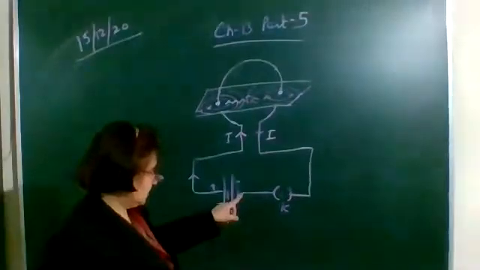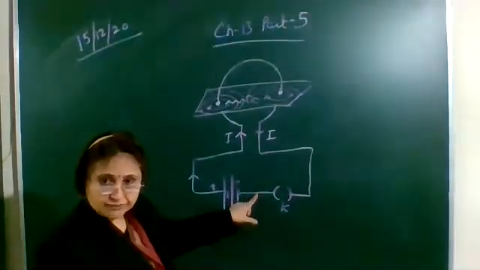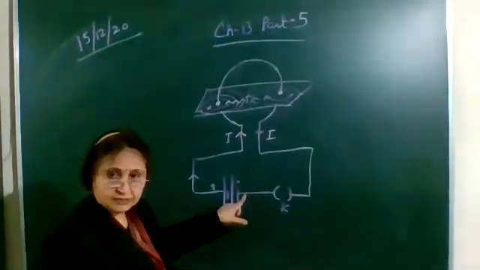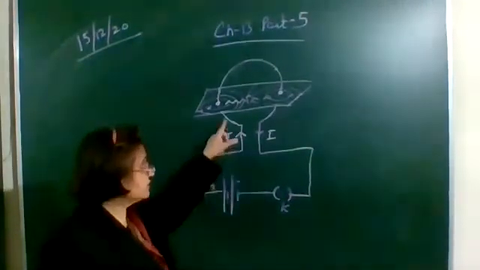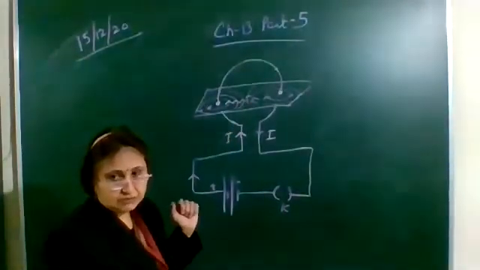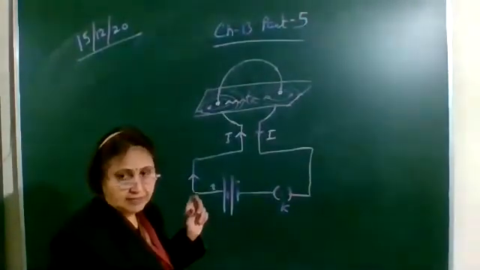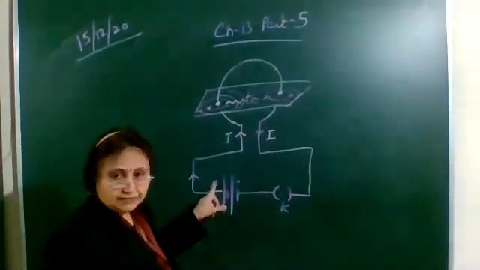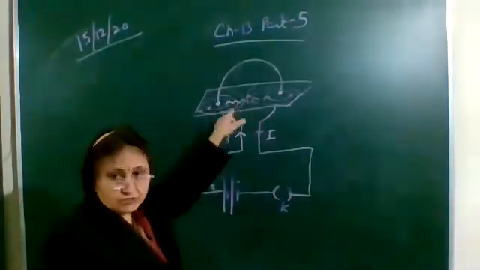If we increase the current, you can connect a rheostat over here. If the rheostat is slid such that the resistance decreases, the current in the wire will increase, and you will see that the magnetic field increases. So B will increase. We represent the magnetic field by B. So the magnetic field depends upon the current, and the second factor is the number of turns of this wire.